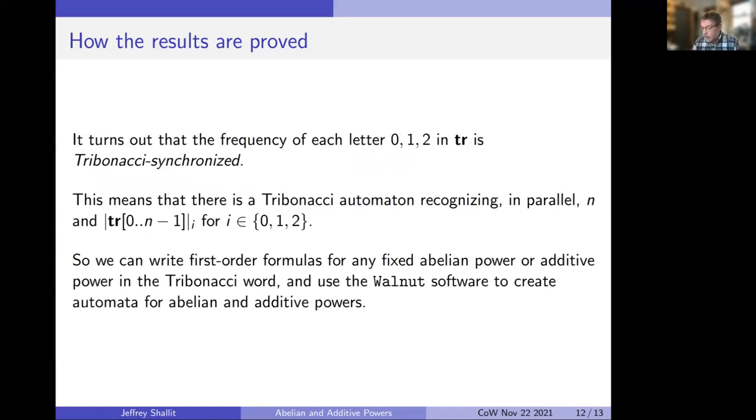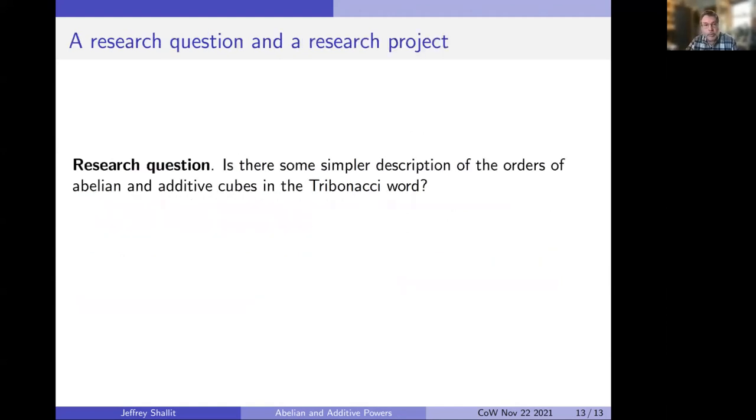So that means that we can write first order formulas for any fixed abelian power or additive power, right? All we say is, in this block of length 3n beginning at position i, the first n has the same frequency of zeros, ones, and twos as the second block, as the third block, and so forth. And then we can use Walnut to compute these automata. So that's what I did, and that's how these results were proved.